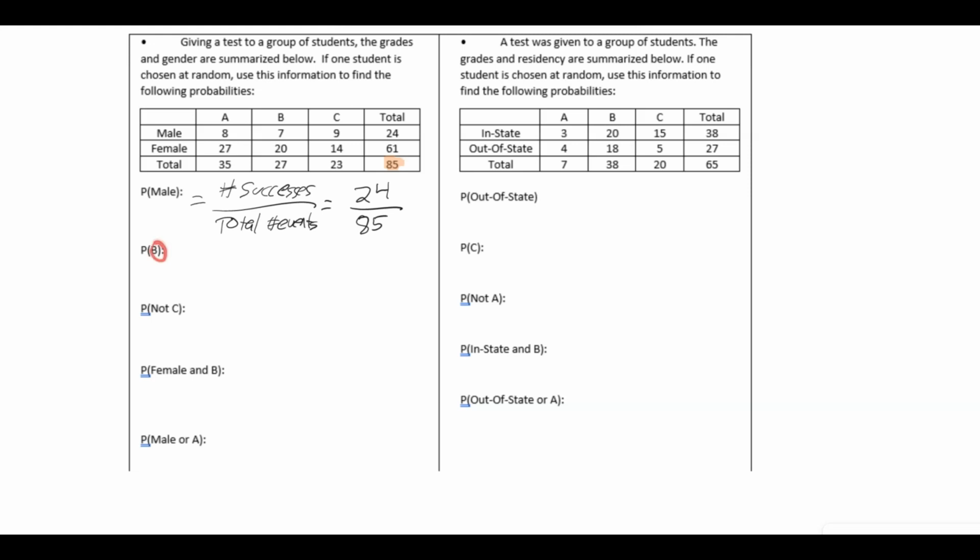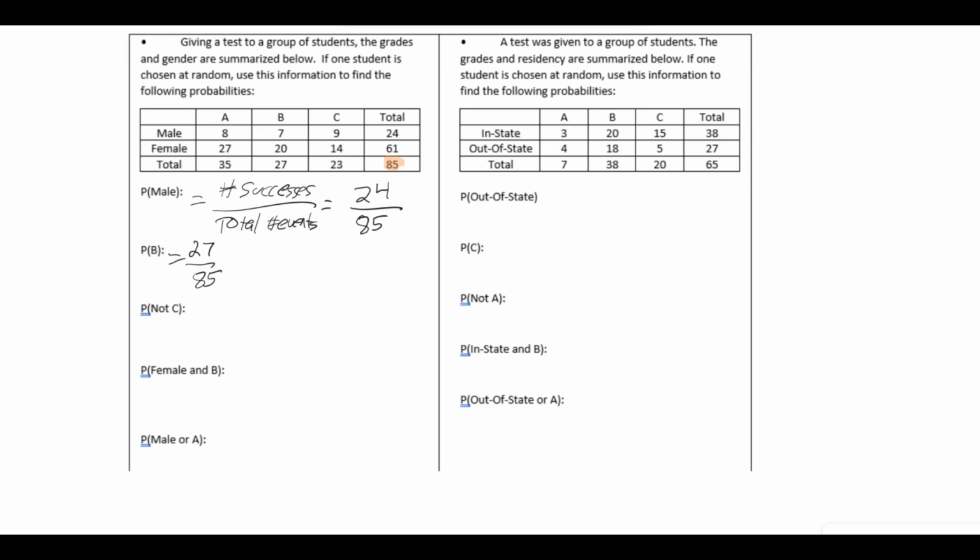Next up, the probability of getting a B. So again, we can take advantage of that they've already added up the individual B's, 20 and 7, to get 27, and the total, 85. And we can quickly jump straight to the answer, 27 over 85. This also does not reduce. That would be the answer.